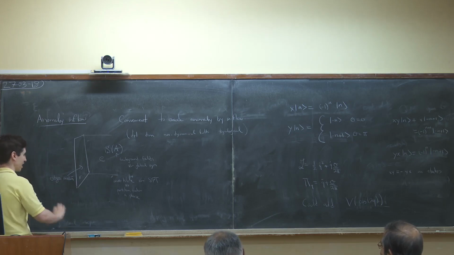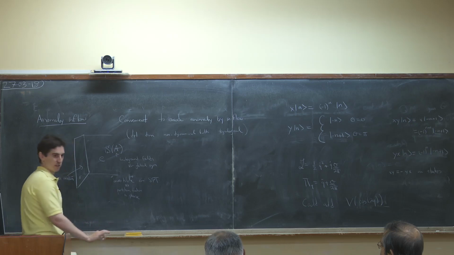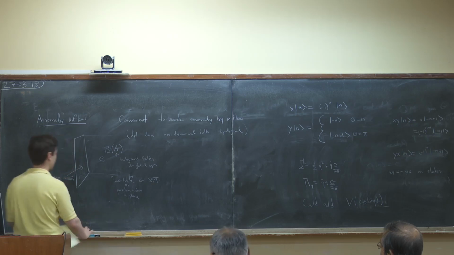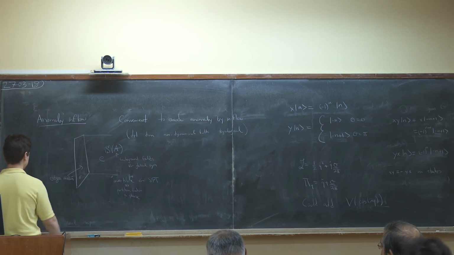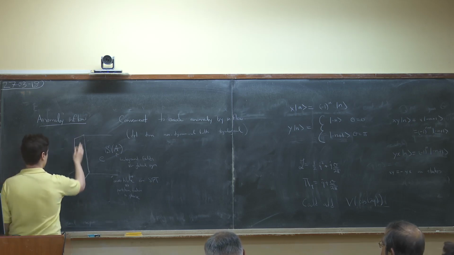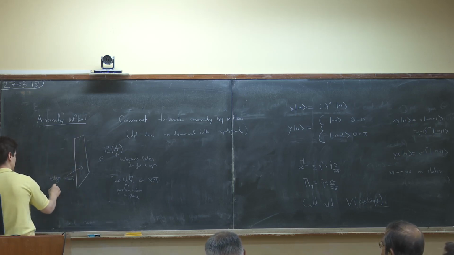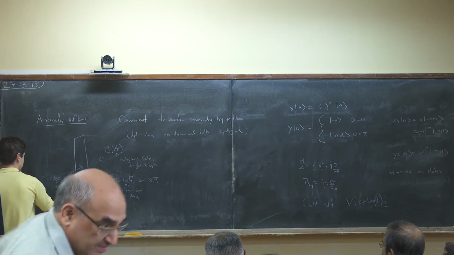I should stress it's a phase on any closed manifold. So the partition function on any d+1 manifold is some phase. And since we put it on a manifold with boundary, there are some edge modes with an anomaly.